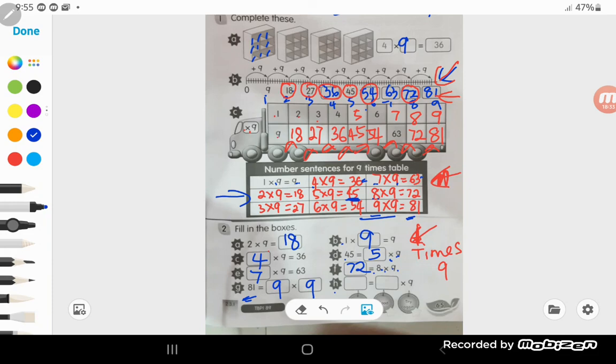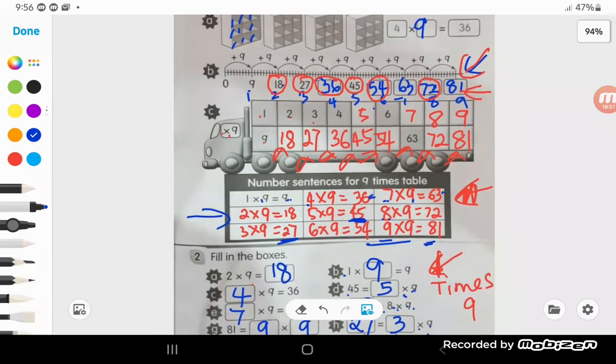Okay, H. 9 times what number equal what number? This one, you can put any number. Maybe you want to write 9 times 3. You can put any number. 9 times 3 equal. What is 9 times 3? 9 times 3 is 27. Okay, like that.